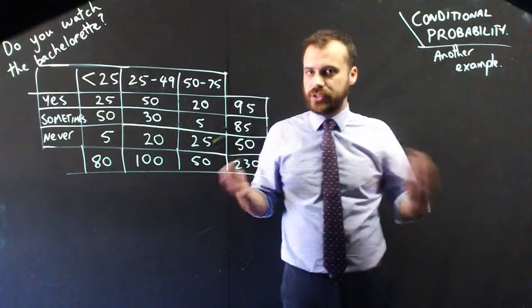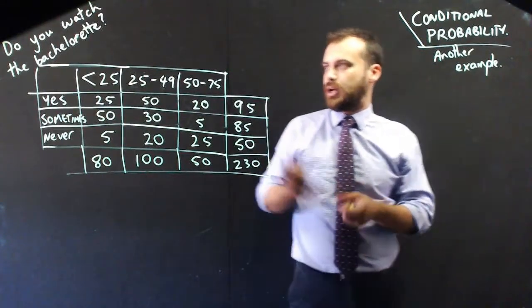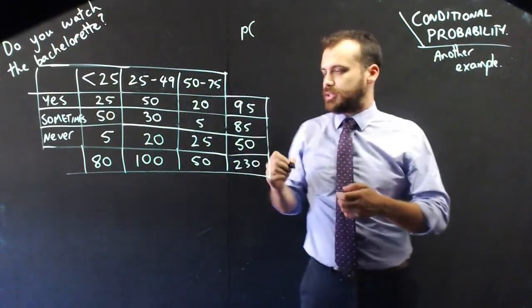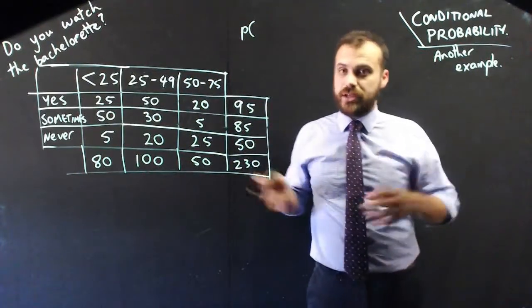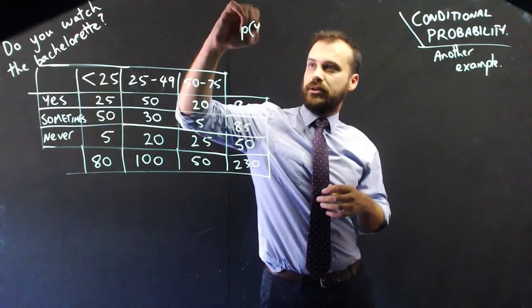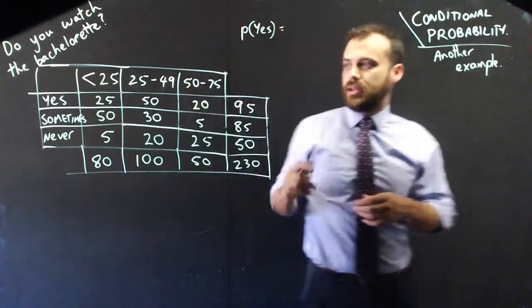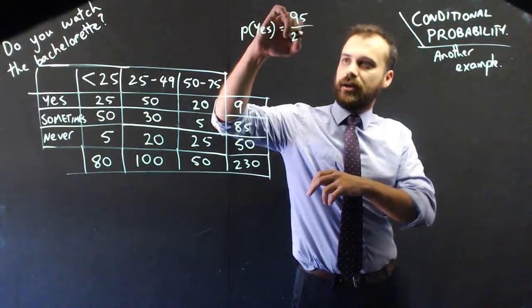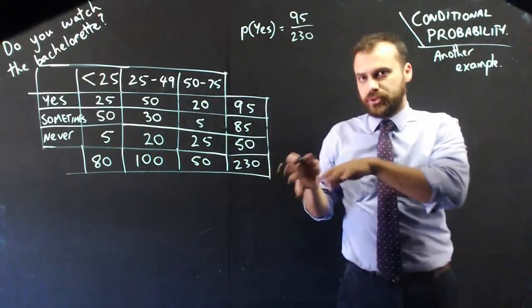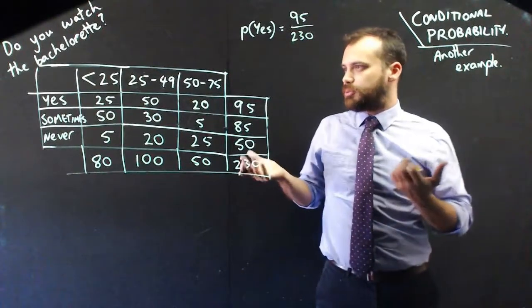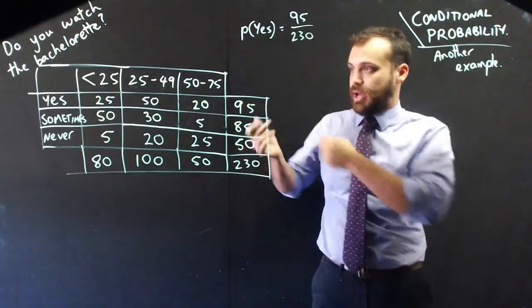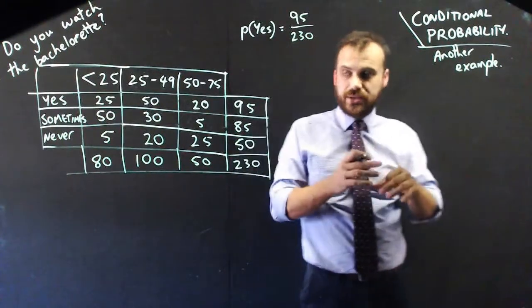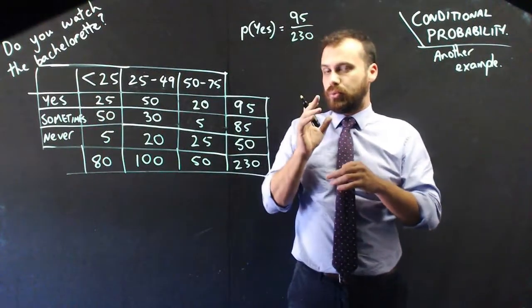So first of all, you could just ask the simple question, what's the probability that you watch The Bachelor? Just a random person. So the probability of yes is the number of people who said yes over the number of total people, 230. What's the probability that you are less than 25 and you watch The Bachelor?